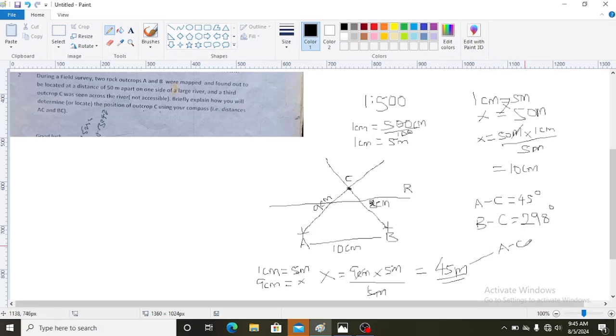So you do the same thing from B to C. Let's see what you're going to get. 8 times 5 is 40. So you will be having 40 meters, B to C.